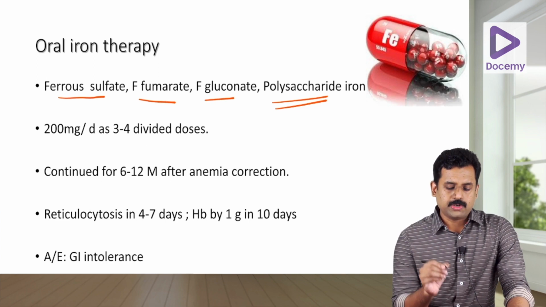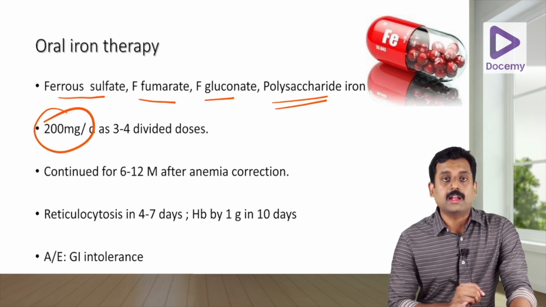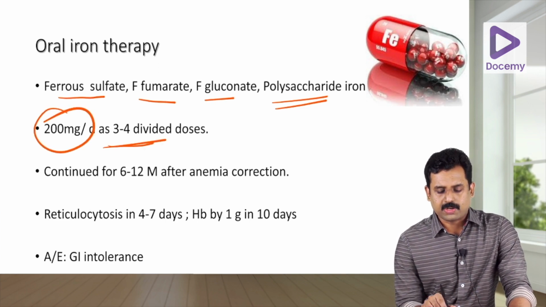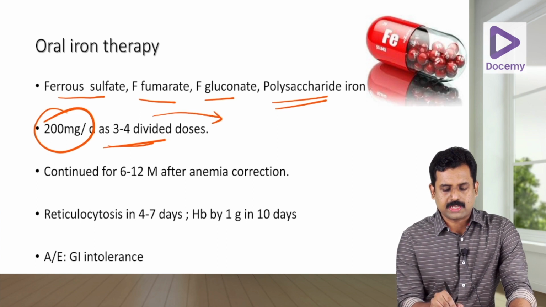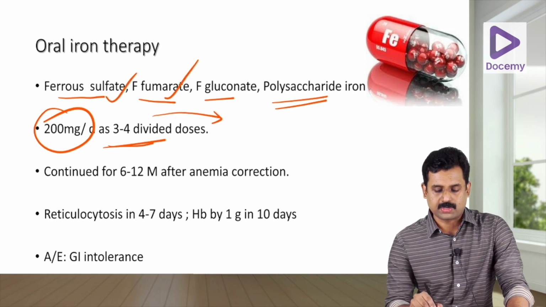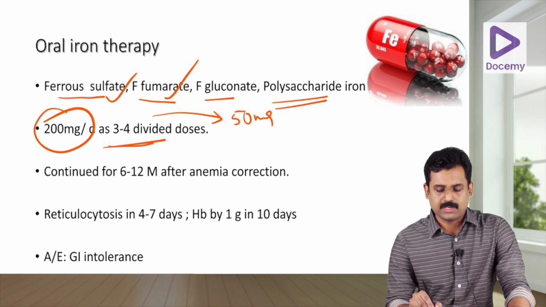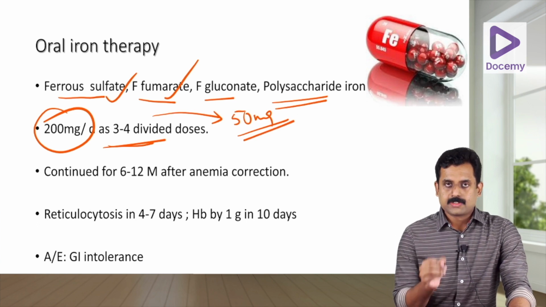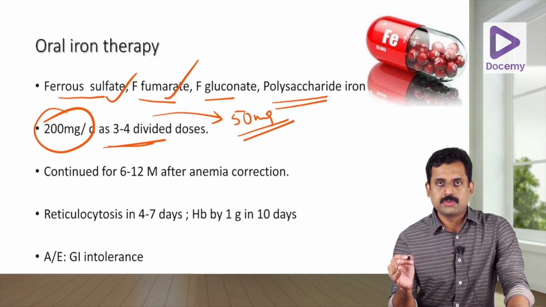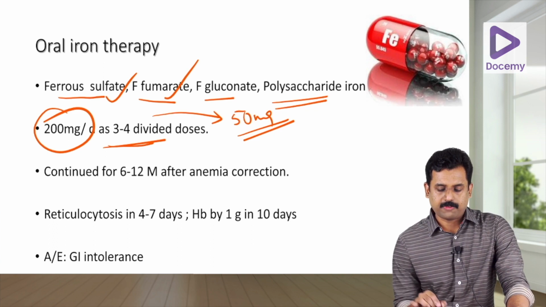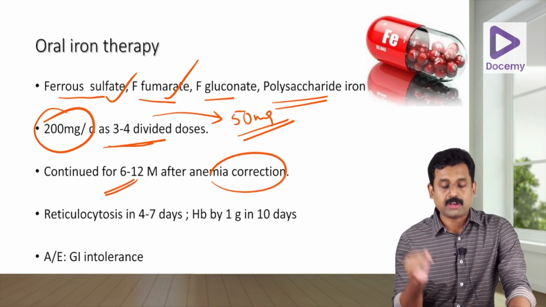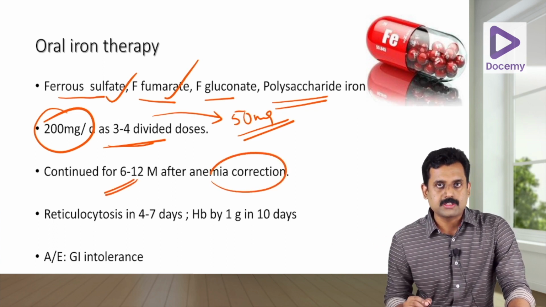So you will be giving 200 milligram of elemental iron. It will be given as 3 to 4 divided doses. If you are given conventional agents like ferrous sulfate or ferrous fumarate, there will be at least 50 milligram absorption per day. So this is usually continued for at least 6 months after anemia correction, to replenish the stores.